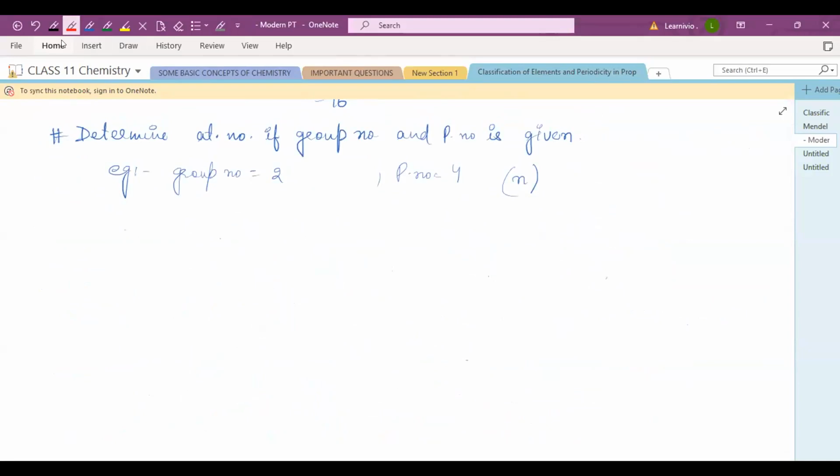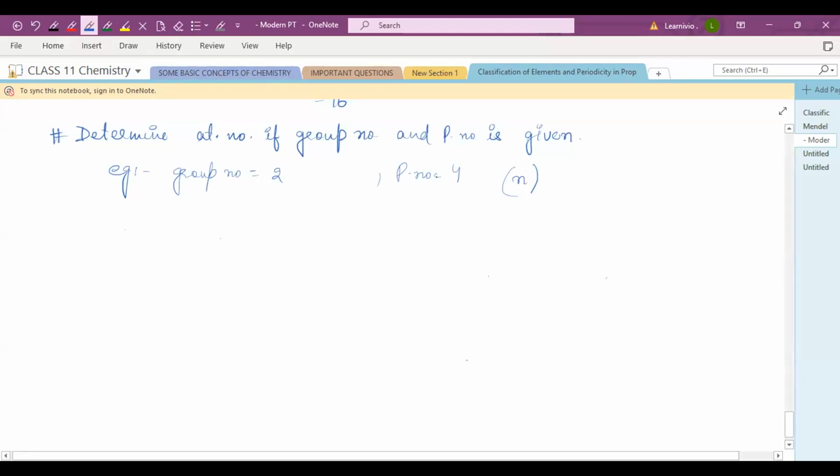The group number and period number are given, and you have been asked to find the atomic number of that element. So how do we find it? There is a formula to calculate the atomic number if the group number and period number are given. Suppose the group number is 2 and the period number is 4.